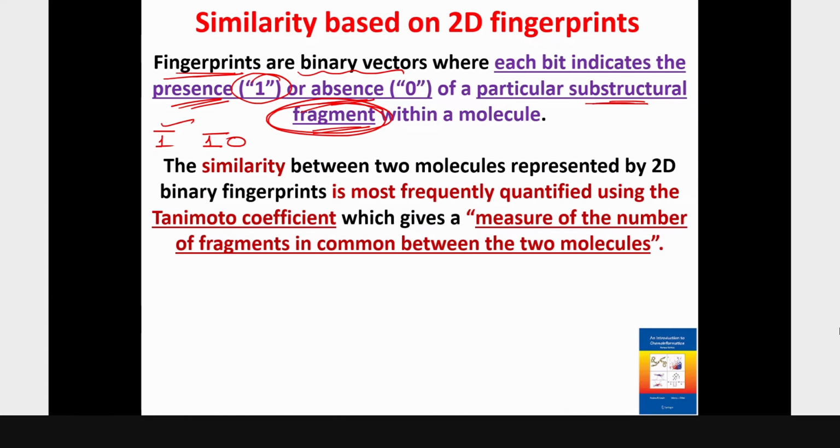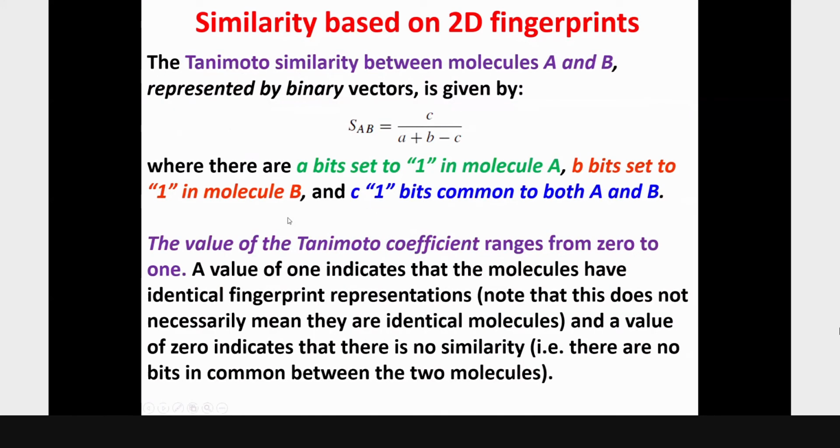So you can consider this is something like we are trying to actually see some kind of structural aspect, and we are trying to compare them at some minute level. So this similarity, once you evaluate all these 2D fingerprints, then you can evaluate this Tanimoto coefficient, which will be the measure of the number of fragments common between the two molecules. The Tanimoto coefficient will talk about the degree of similarity. So let's see what this Tanimoto similarity index is, and then accordingly we can understand what the fingerprints are also.